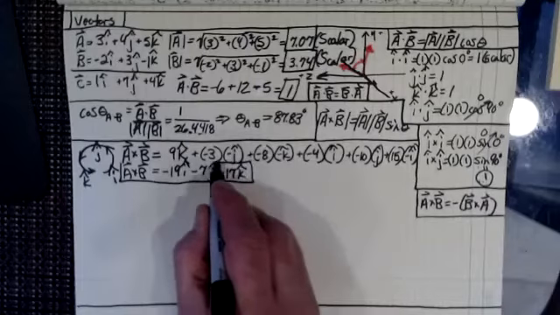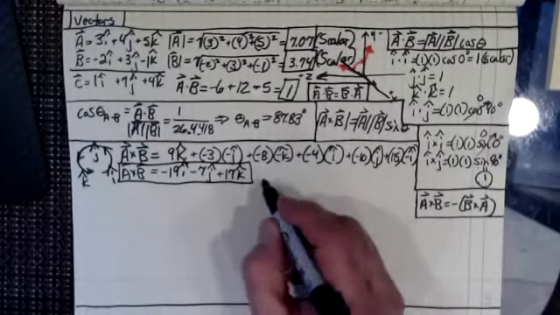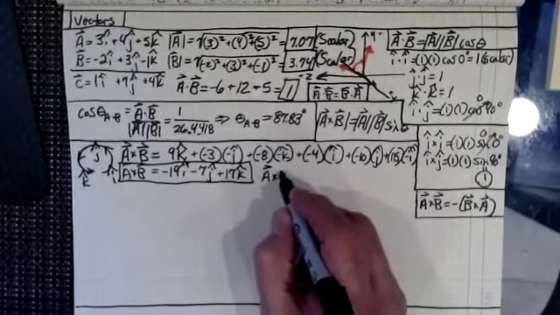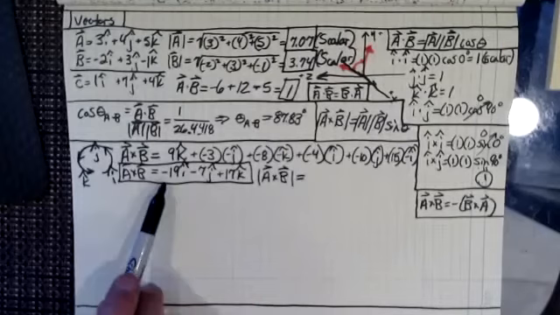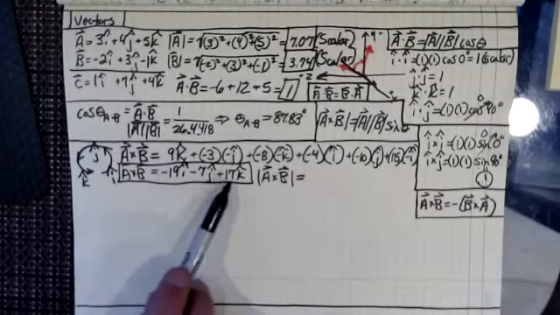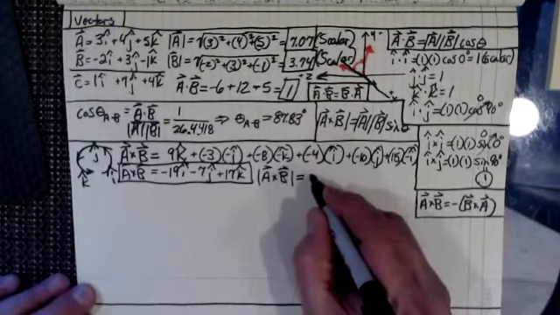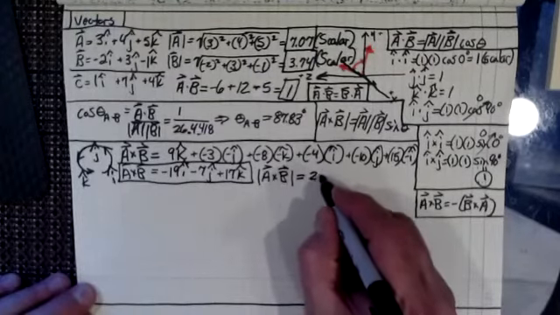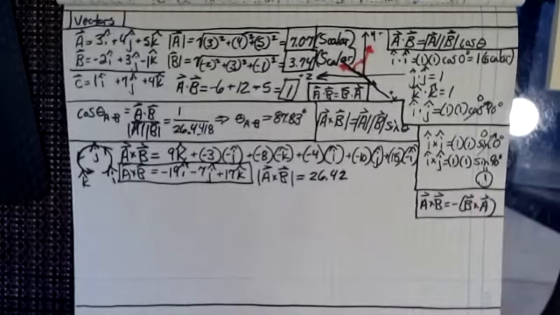That's A cross B. Now, that's not what we want for that definition, though, is it? It's the magnitude of A cross B. So the magnitude of A cross B is going to be the square of each one of those taken to the square root. And so when we do that, we end up getting 26.42, I believe, something like that.